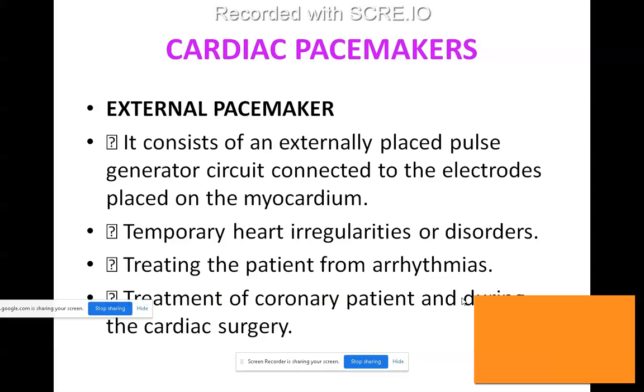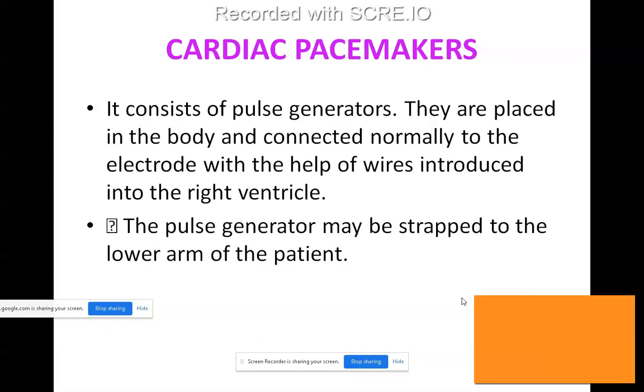What is arrhythmias? That is nothing but irregular heartbeat, okay. Then treatment of coronary patient as well as during cardiac surgery. So if you go for any cardiac surgery, coronary is nothing but a part in the heart, okay. If you go for any mild surgeries you will be using external pacemaker.